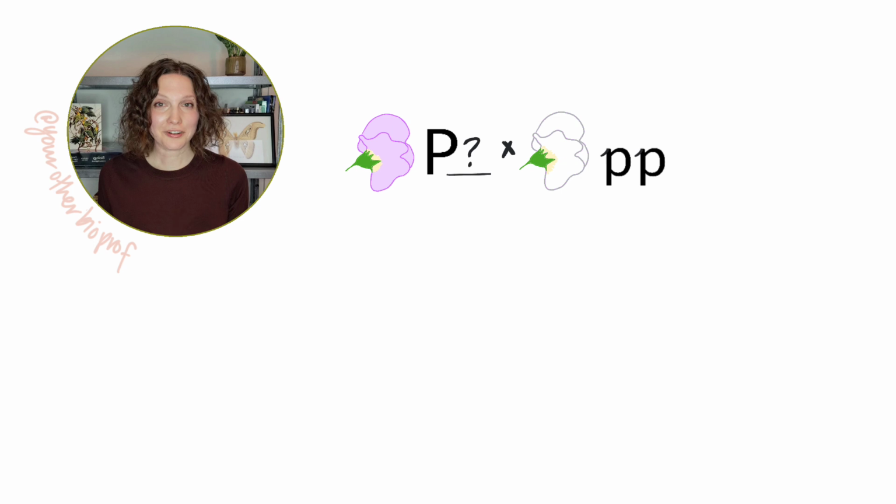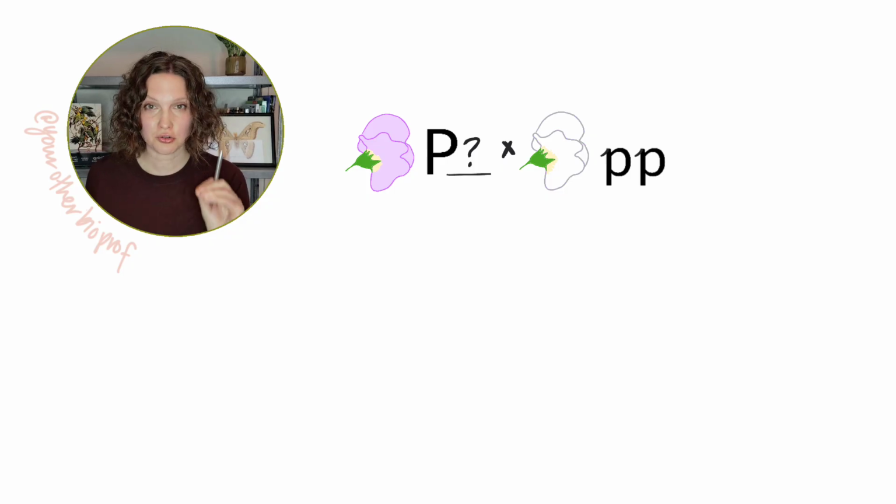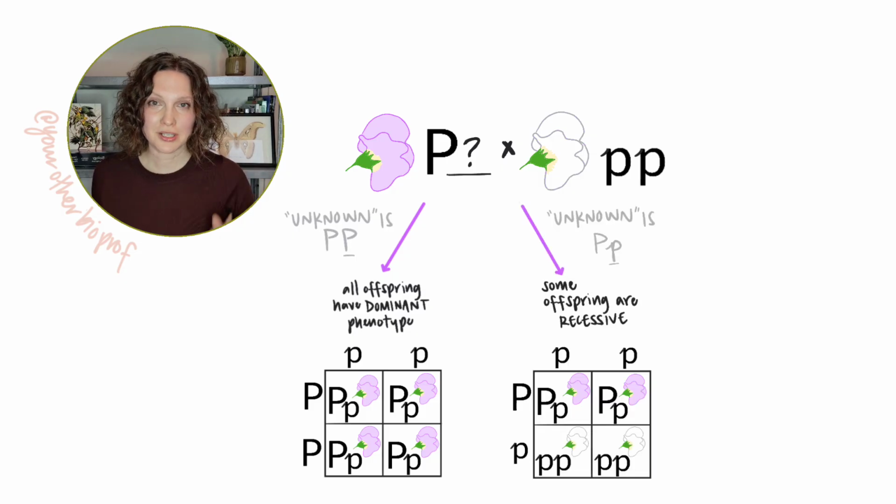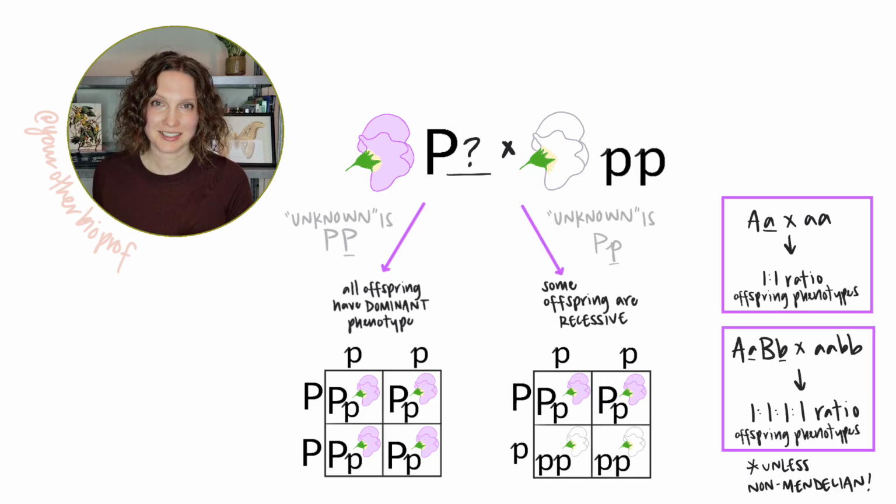In a test cross, don't forget to cross your individual of interest to one that is homozygous recessive for each trait you're looking at. If all of the offspring showed the dominant phenotype, your mystery parent was homozygous dominant. If you see recessive offspring, that mystery parent was heterozygous.